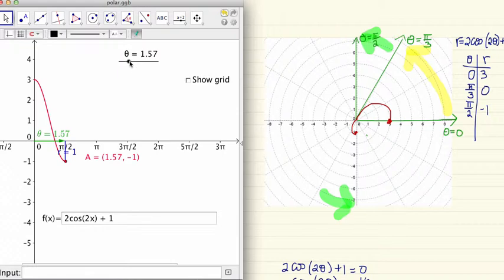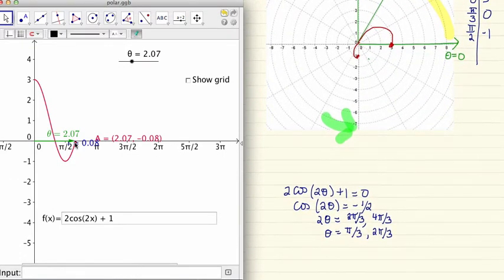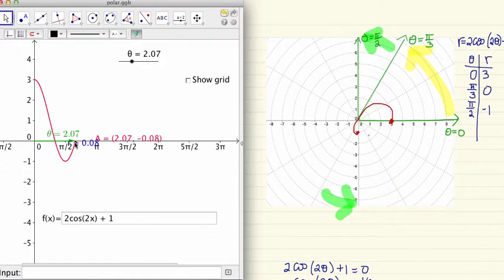Now on to the second quadrant. So in the second quadrant, the first part has negative r's. So I have to put on my list the point where I'm going to cross the x-axis, which is the other theta that we found over here, which was 2 pi over 3. So that's going to go on my list.